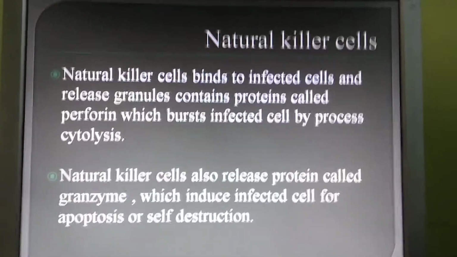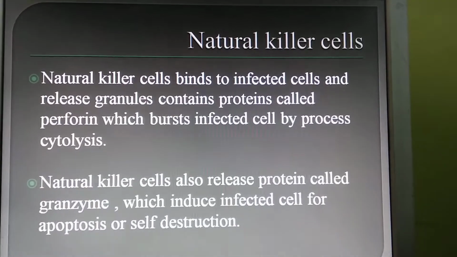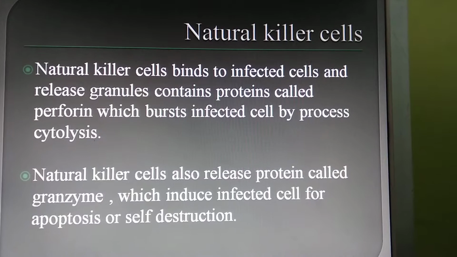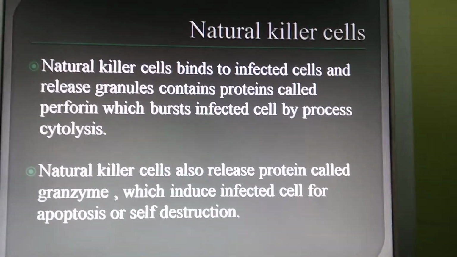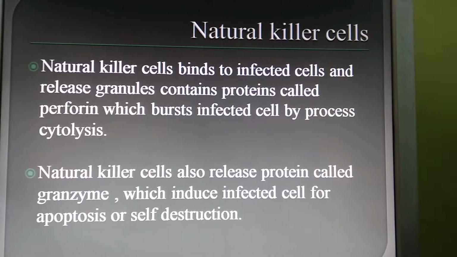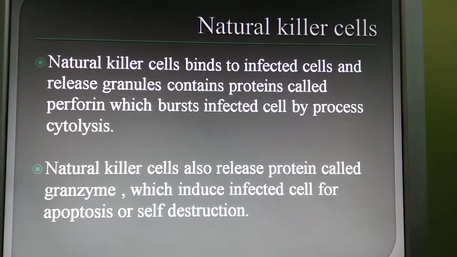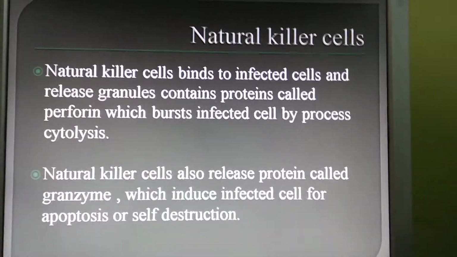Natural killer cells bind to the infected cells and release granules containing a protein called perforin, which bursts the infected cell by the process of cytolysis. Natural killer cells also release a protein called granzyme, which induces the infected cell to undergo apoptosis, or self-destruction.